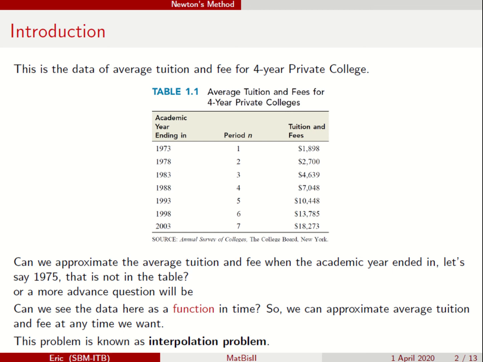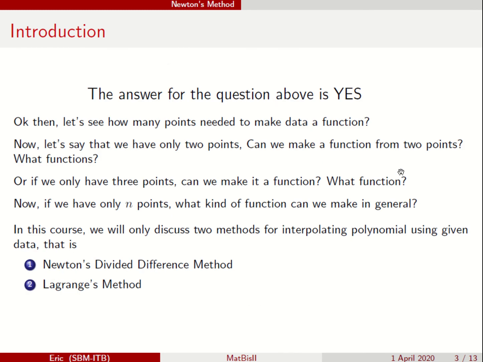What I mean by an extrapolation problem is, I have data until 2003 and I want to know the future after 2003, maybe 2020. That is what you usually call extrapolation, predicting. But this is interpolation based on the data that we have. And the answer to the question above is yes. Okay, then let's see how many points are needed to make the data a function.